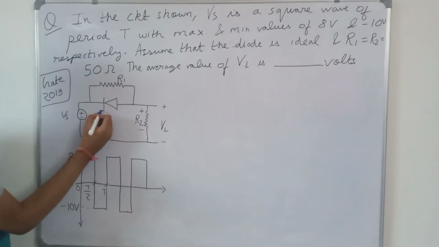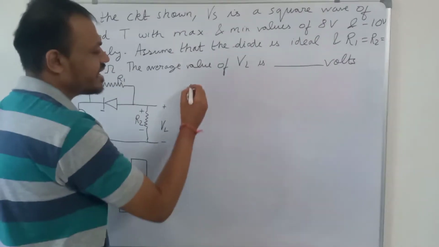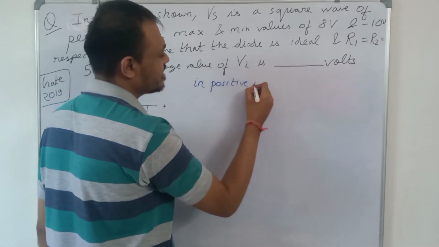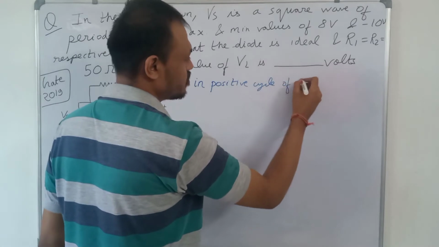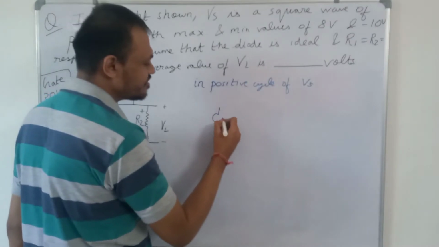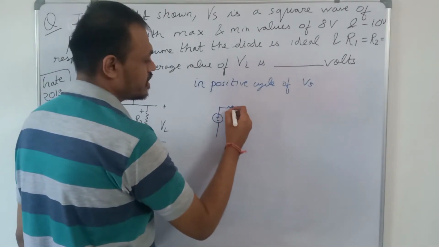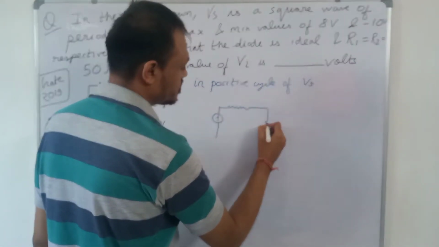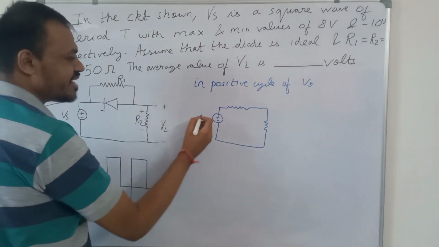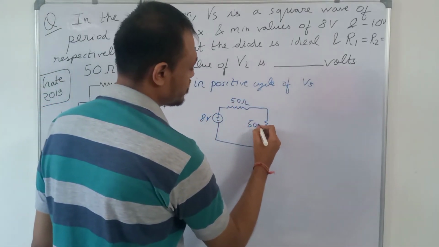Now in the positive cycle, the N terminal of the diode is connected to the positive of the voltage source. So in the positive cycle of voltage source Vs, the diode will be off because the N terminal of the diode is connected to positive voltage. So the circuit will consist of a voltage source whose maximum value is 8 volt, and this resistance is 50 ohm and this resistance is 50 ohm.